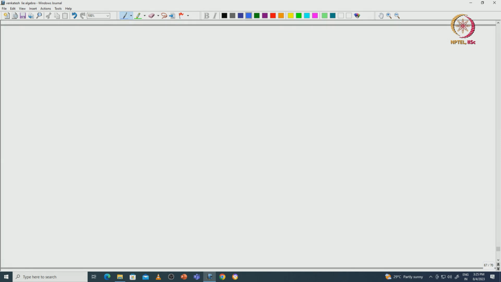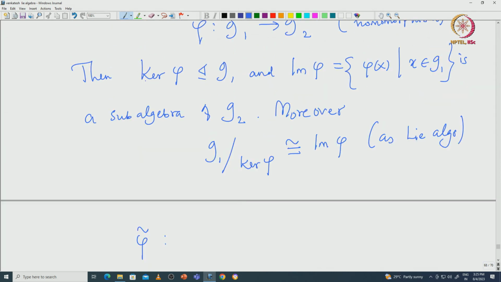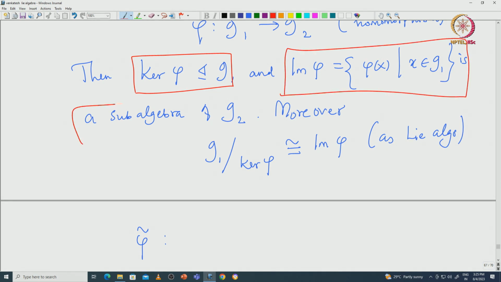So, what is the natural map? Let me call it phi tilde. I am skipping that the kernel phi is an ideal, which we have already verified, and it is not hard to verify. Image phi is actually a subalgebra, because phi is a Lie homomorphism. Phi of bracket x y will be equal to bracket phi of x, phi of y. Because of that, it immediately implies image phi is a subalgebra. The subspace part is obvious, because the image of a subspace must be a subspace. So, this fact I am just leaving.